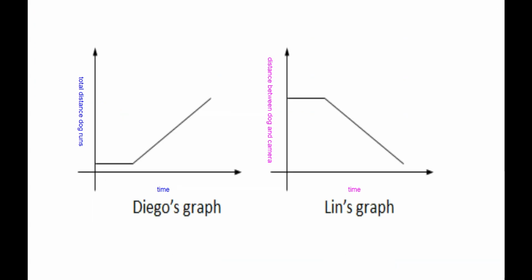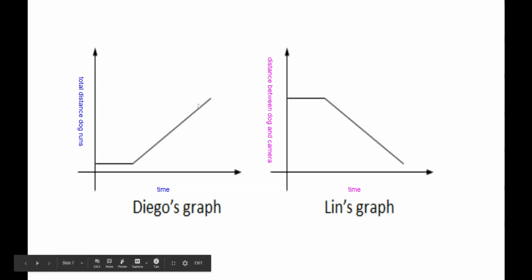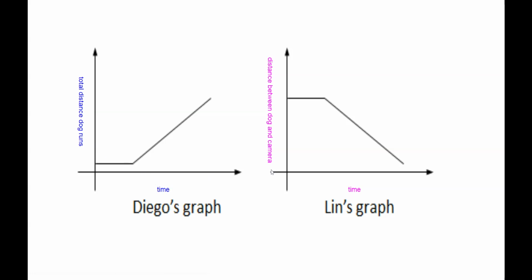Notice that Diego and Lynn have each chosen a different dependent variable. Diego's graph shows the distance that the dog runs compared to the independent variable time. Lynn's graph shows the distance between the dog and the camera compared to the passing of time.